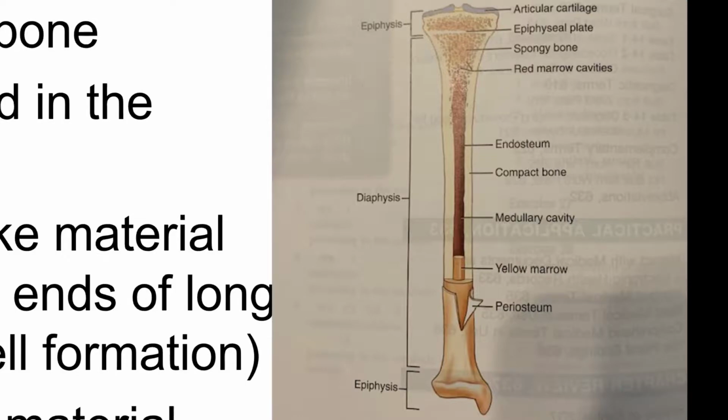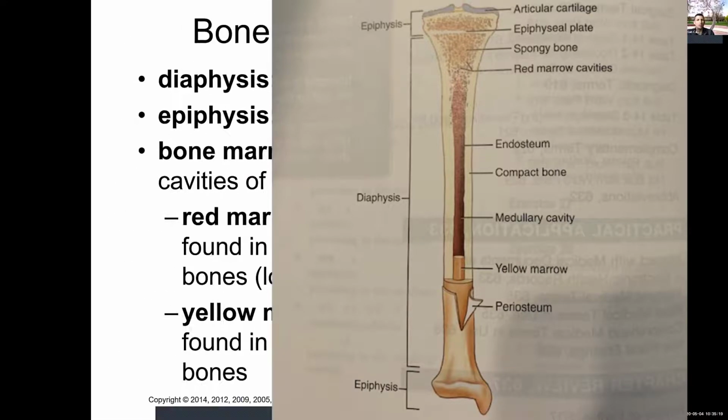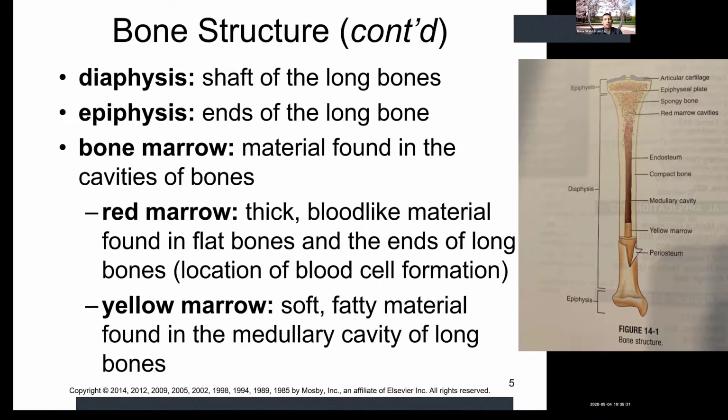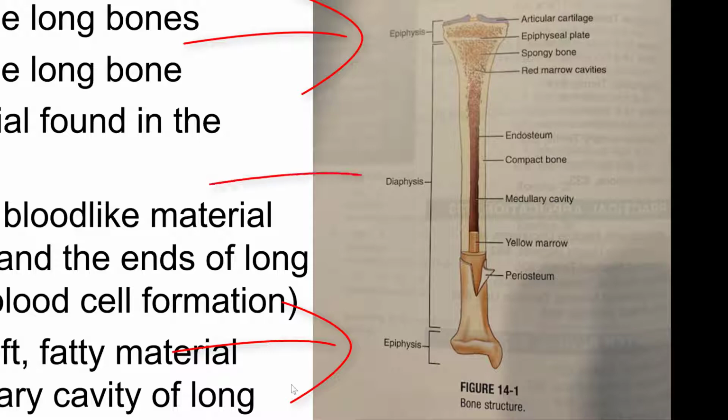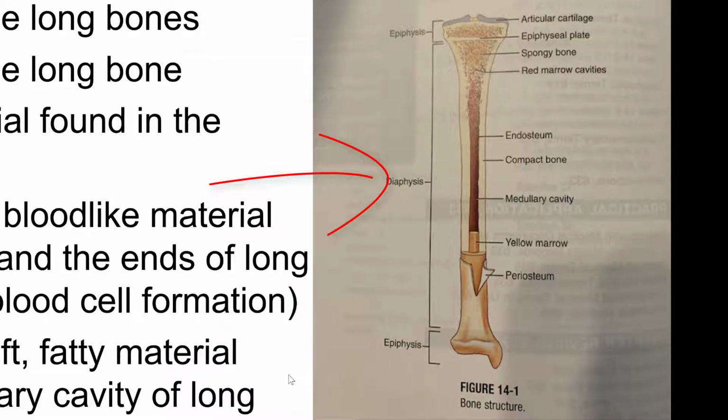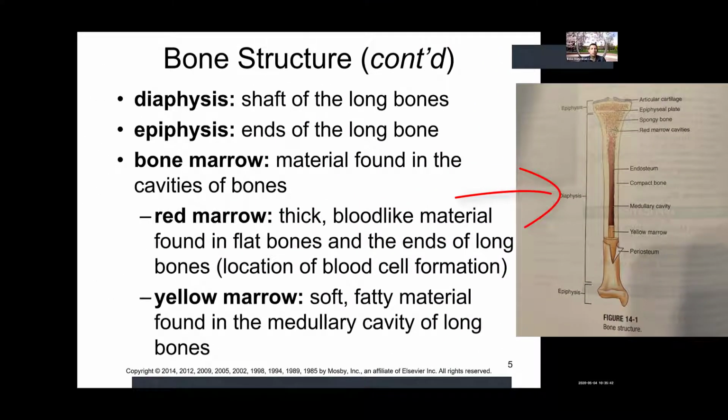Breaking the bone into different sections, you've got the diaphysis, which is the shaft of the long bone. So not every bone will have diaphysis and epiphysis, but the long bones do. On each end, you see the epiphysis, and then the diaphysis is the shaft. Within the bone itself, you have two different types of bone marrow. The red marrow, which is a blood-like material, and then yellow marrow is a fatty type of material.